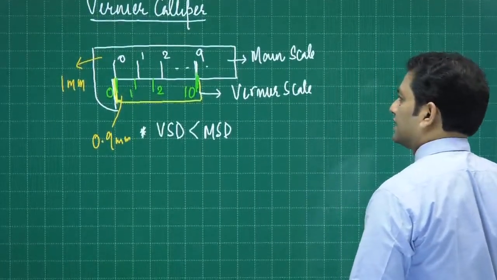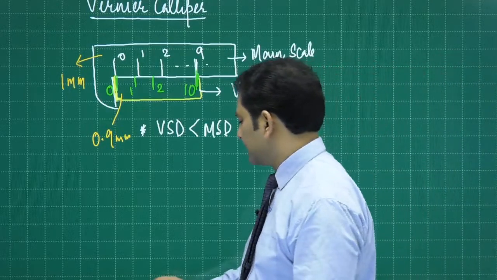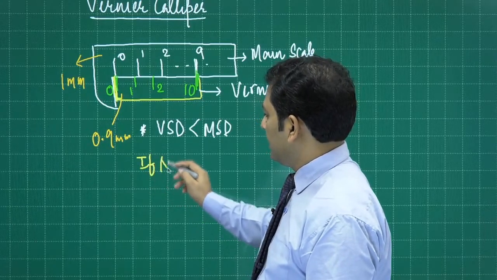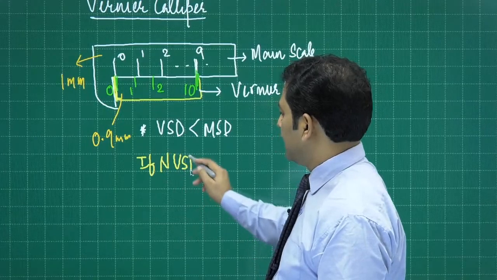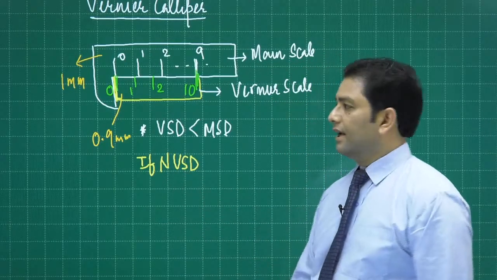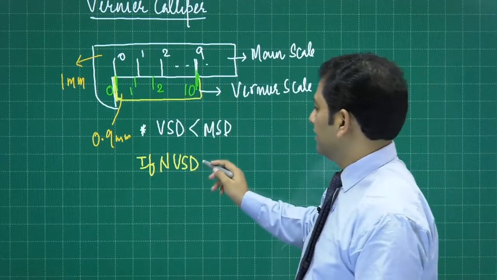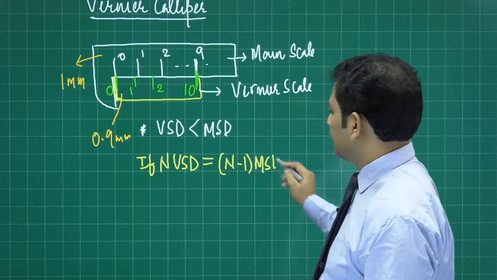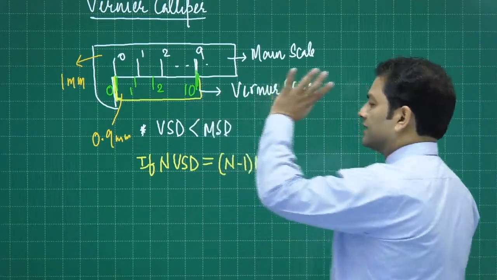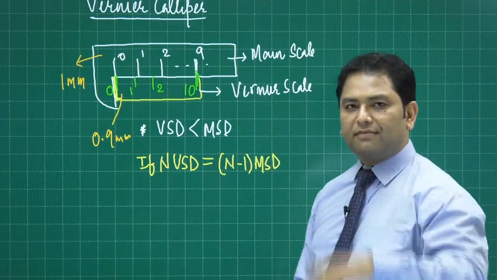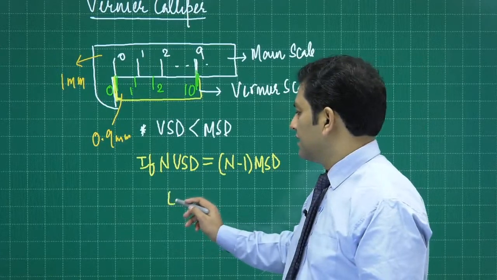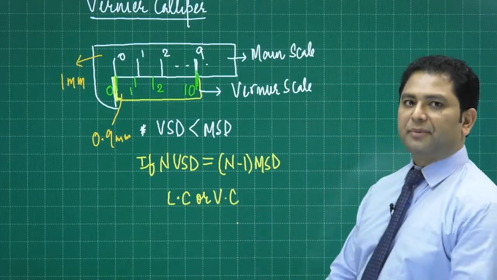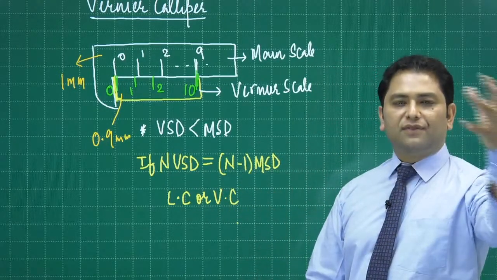So now let's try to understand it. Say it's something like this. Now we are coming to the derivation. If n vernier scale divisions, n for our case is 10, is equal to n minus 1 main scale divisions, like 10 vernier scale divisions matched with 9 main scale divisions, so you get the least count or the vernier constant. Remember, the least count or the vernier constant.